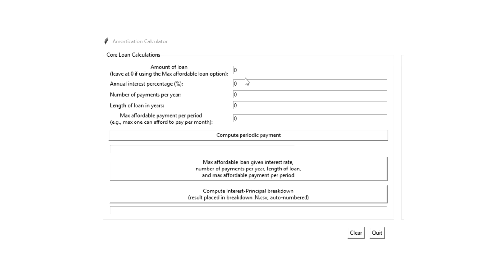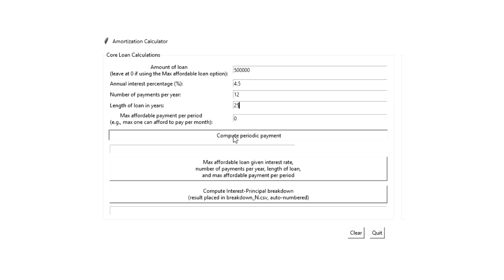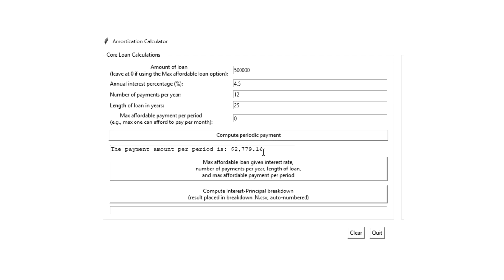I'm showing you the left-hand side of the GUI, the user interface, and then I'll show you an example of the other aspect later. So let's take a loan of $500,000, 4.5% annual interest, 12 payments per year, and 25 years. Okay, then you can compute the periodic payments, so how much you have to pay back every month in this case. That's this number here.